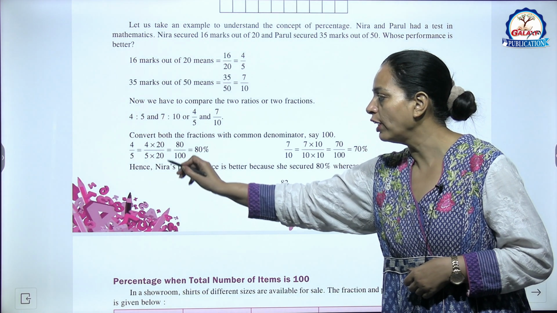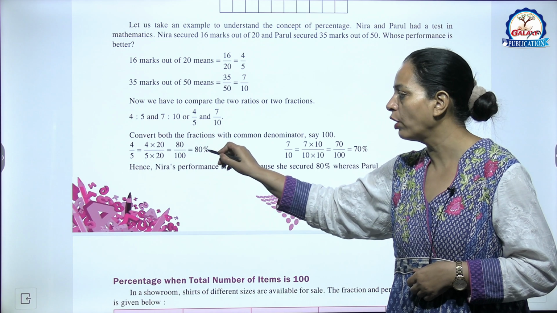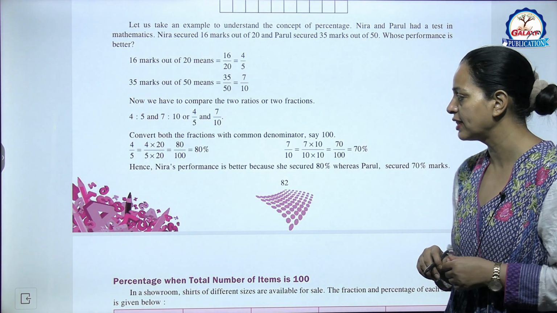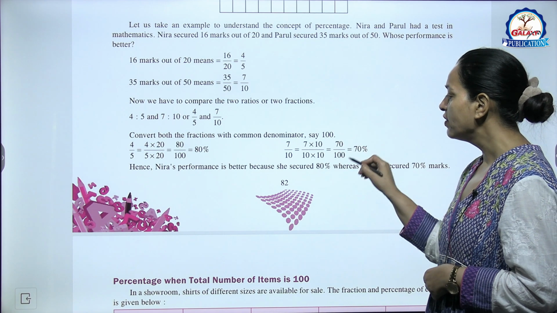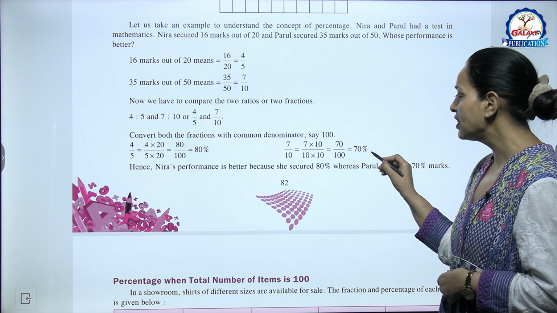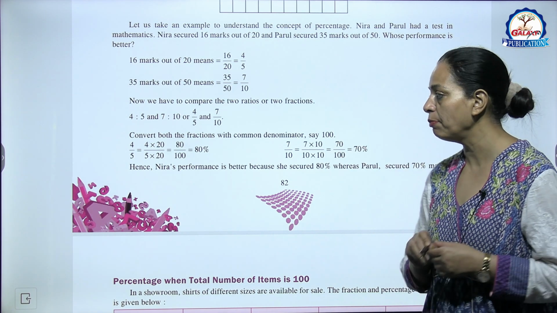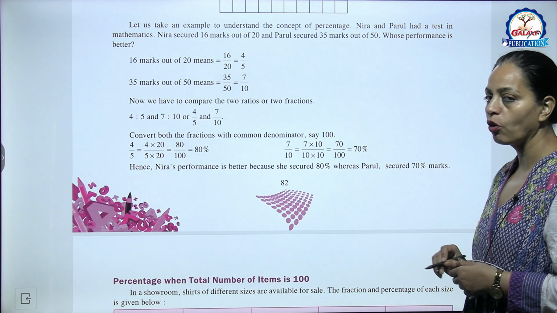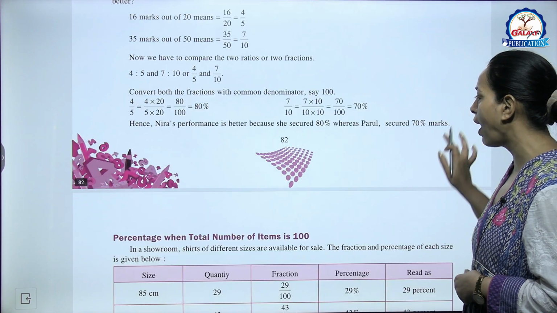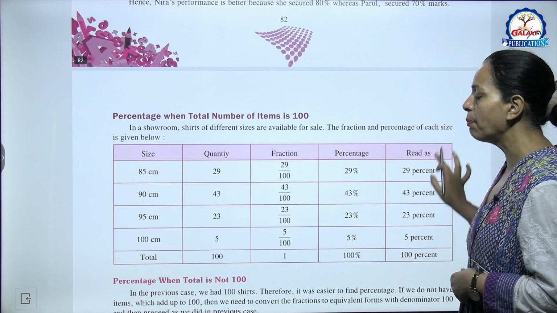So 5 into 20, 4 into 20, 80 upon 100 means 80%. ऐसे 7 upon 10, 10 into 10, 7 into 10, 70 upon 100 means 70%. It means Neera's performance is better because she secured 80% whereas Parul secured 70%.